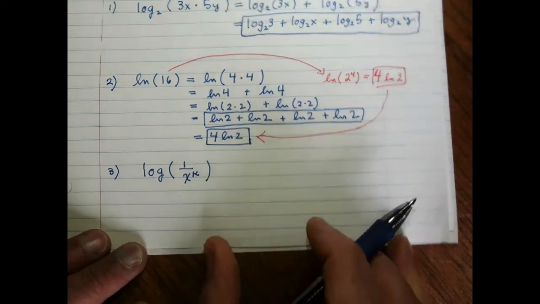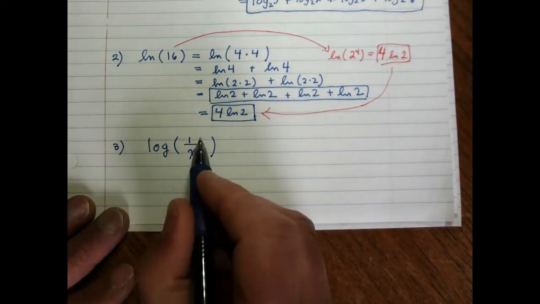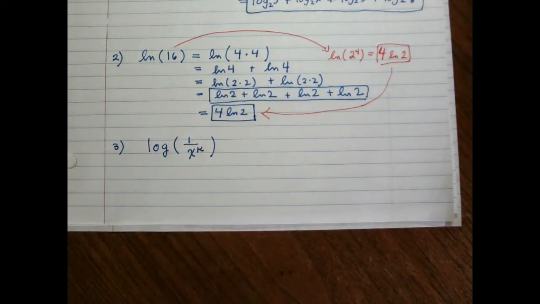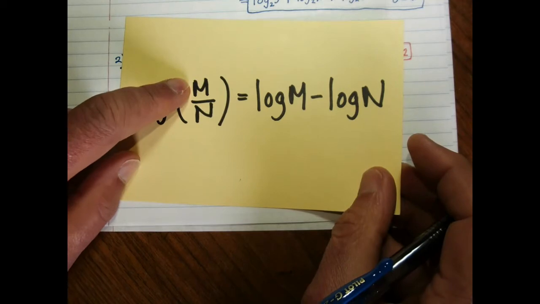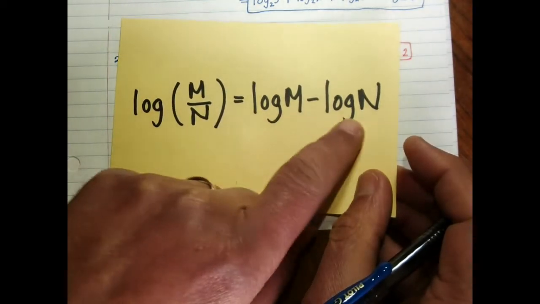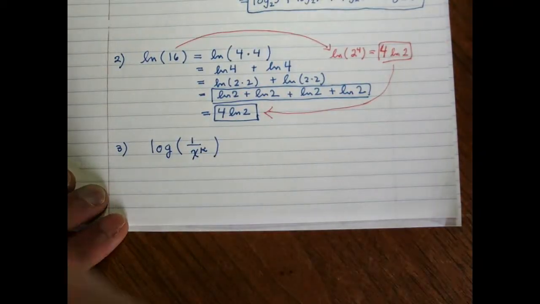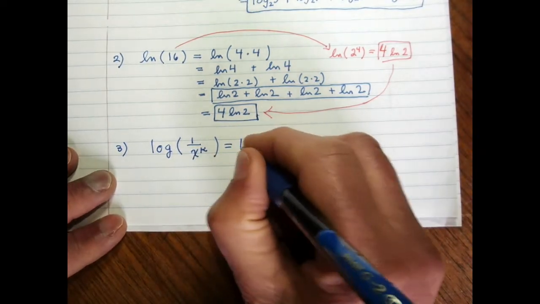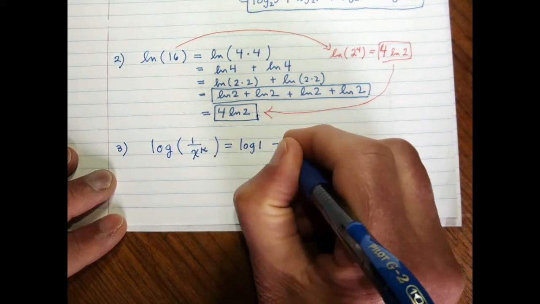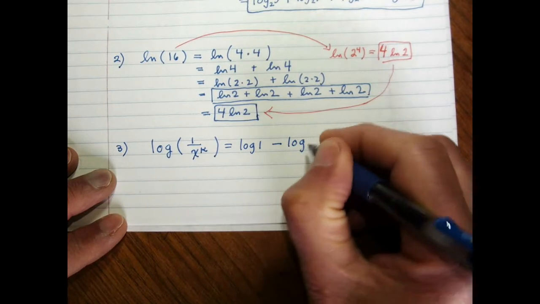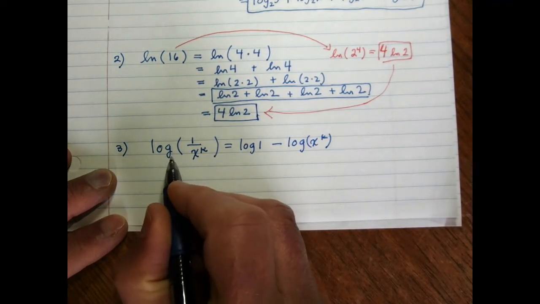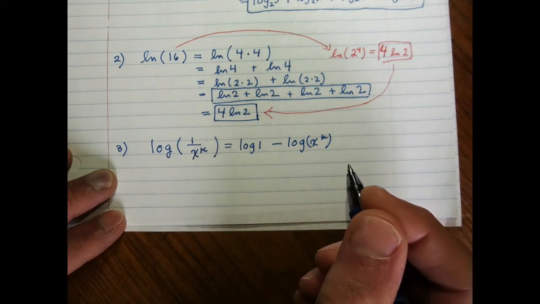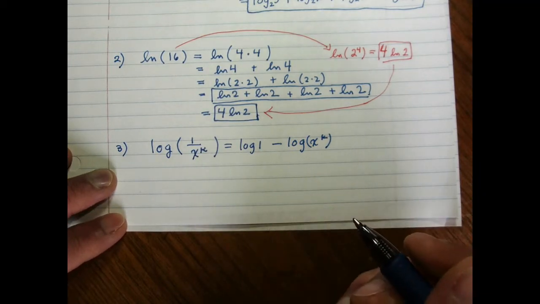Okay, number 3, I see log of 1 over x to the k. So I have log of a quotient, or a fraction, log of one quantity over another. That's going to be the log of the first minus the log of the second. So this is log of 1 minus log of x to the k here, where I have no base indicated, so it's understood that the base is base 10.